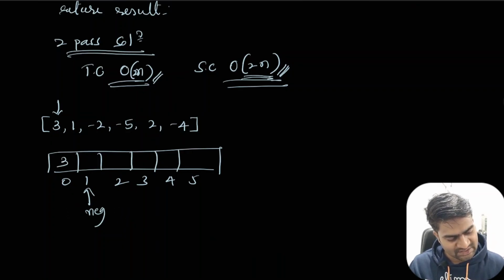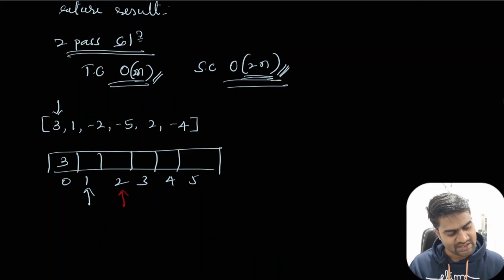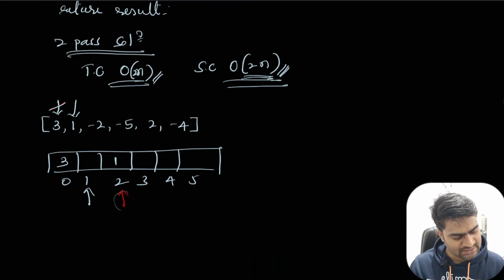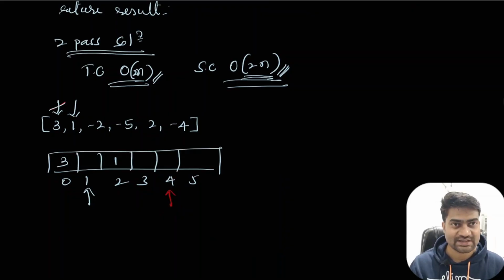Okay. So I will simply take that with a different color. So this is my positive one and this is my negative one. Okay. Now I will move this to the next number. Now again I get a positive number. So what I will do, I will put it at my red pointer and I will move this to the next to next index.